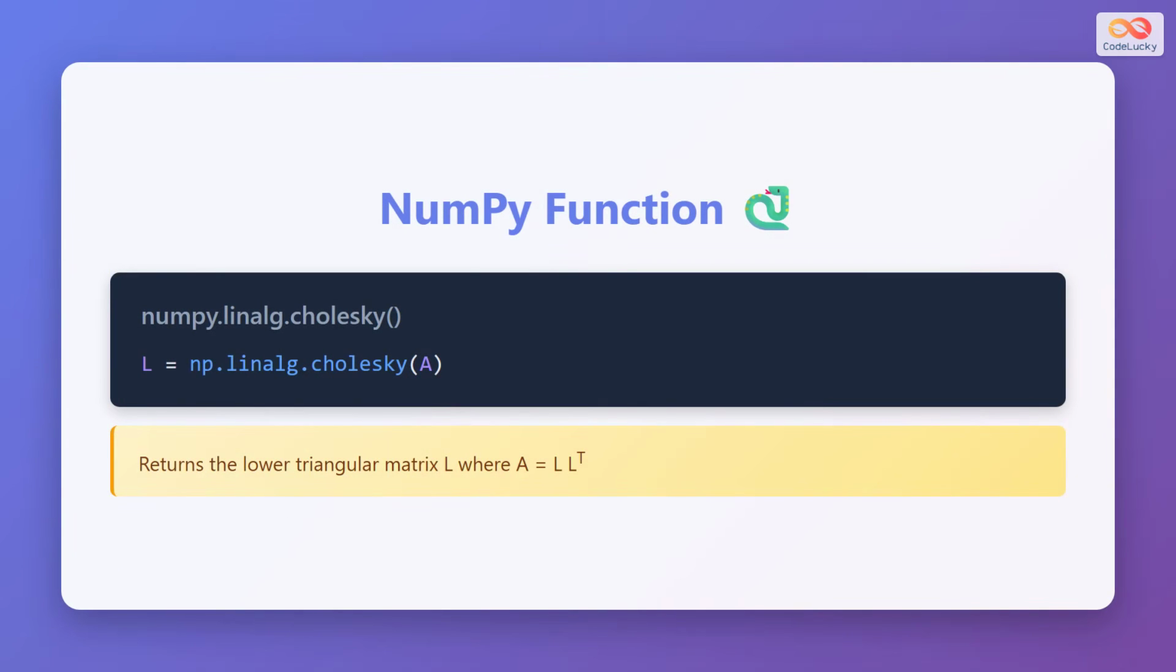NumPy provides a built-in function for Cholesky decomposition called numpy.linalg.cholesky. The syntax is straightforward. L equals np.linalg.cholesky of A, where A is your input matrix and L is the resulting lower triangular matrix. This function returns the lower triangular matrix L such that A equals L times L transpose.